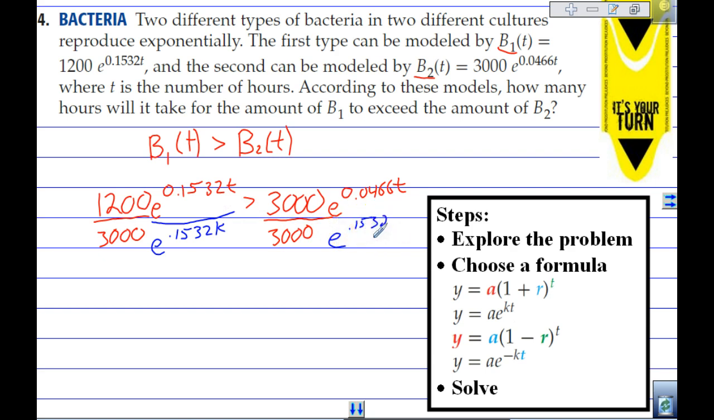We've got a few more algebra properties than we normally do, but nothing we can't handle. So now this is just 1. This is just 1. 1200 over 3000, these zeros will cancel. 12 over 30 reduces, divided by 6, to 2 over 5. This needs to be bigger than this.